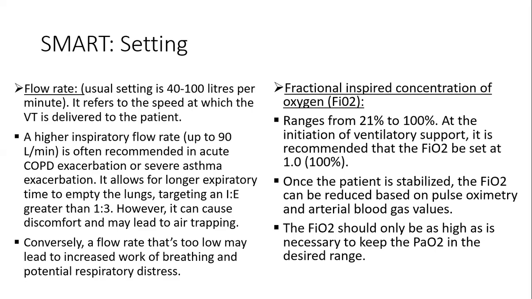The fourth setting you need to set is your fractional inspired concentration of oxygen, your FiO2. Normally in this ventilator, it ranges between 21 to 100%. At the initiation of ventilator support, we usually set it at an FiO2 of 1, which is 100%. But once the patient stabilizes, you bring your FiO2 down based on your pulse oximetry readings and your ABG values. Know that the FiO2 should only be as high as necessary to keep the PaO2 in the desired range. I need to say this.